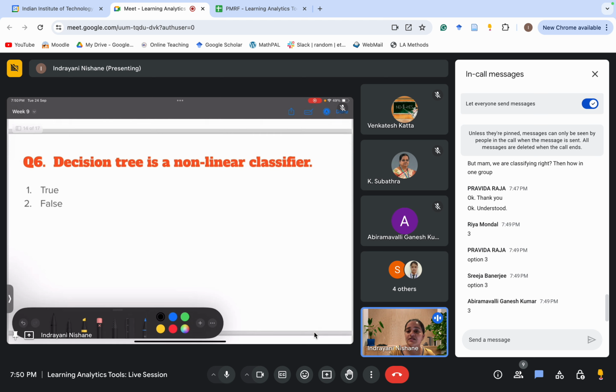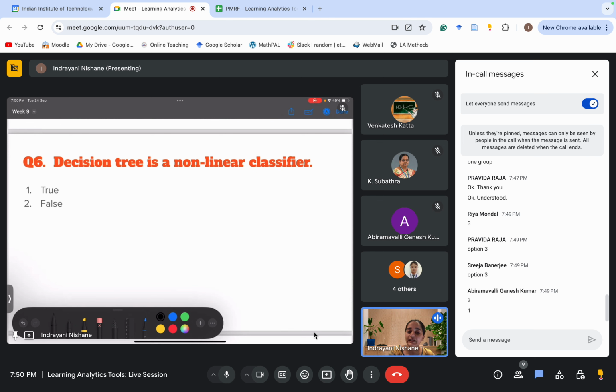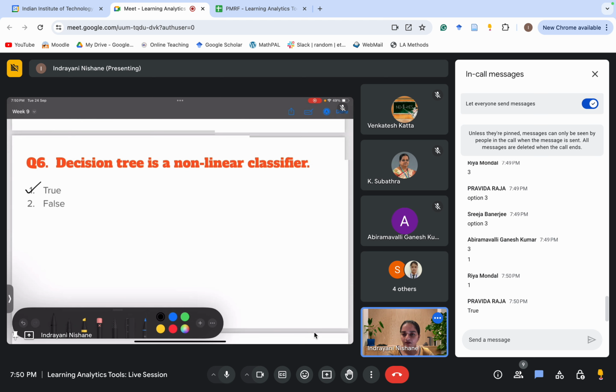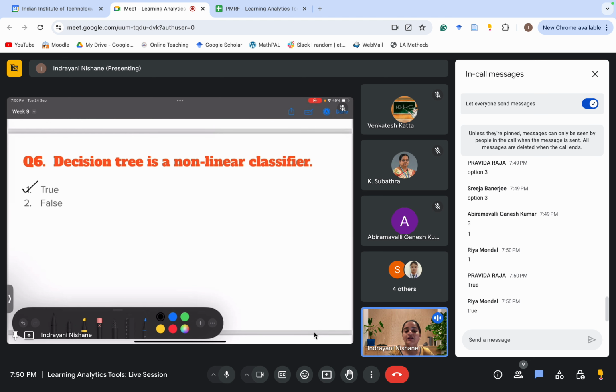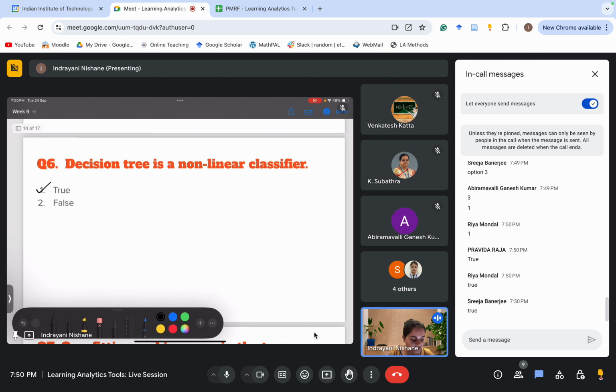Question 6: decision tree is a non-linear classifier. Is it true or false? It is true. Yeah, it is non-linear. Only linear regression, not linear logistic, linear regression would assume that there is a linear relationship, and it will create the model around that assumption of linearity or linear dependence between the variables. But apart from that, decision tree is a non-linear classifier. It doesn't assume a linear relationship or anything.